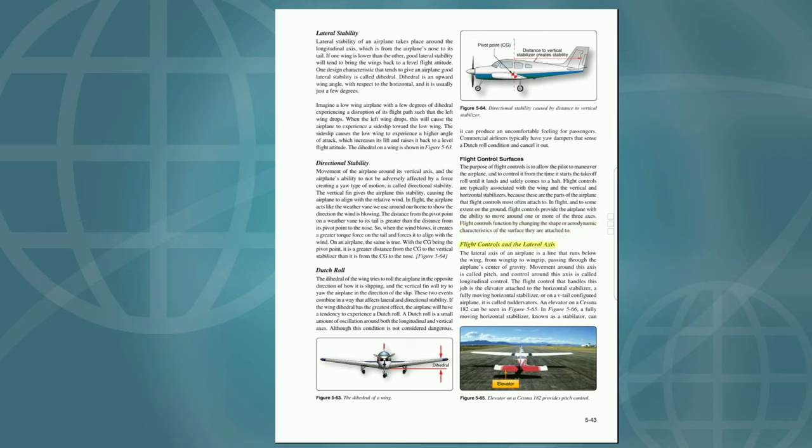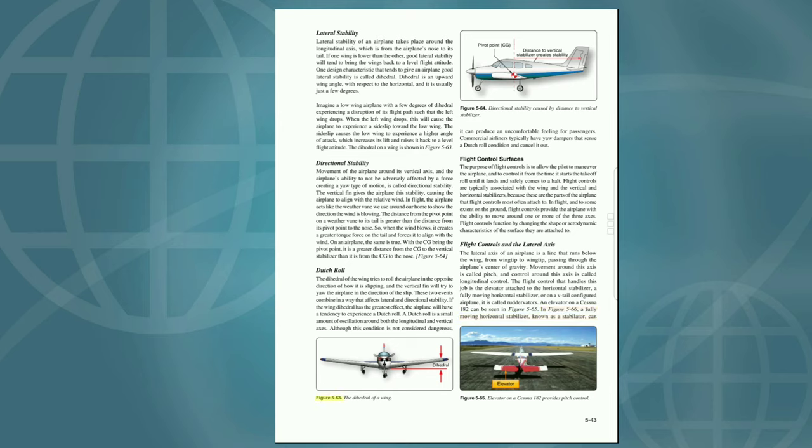Flight controls and the lateral axis. The lateral axis of an airplane is a line that runs below the wing, from wingtip to wingtip, passing through the airplane's center of gravity. Movement around this axis is called pitch, and control around this axis is called longitudinal control. The flight control that handles this job is the elevator attached to the horizontal stabilizer, a fully moving horizontal stabilizer, or on a V-tail configured airplane, it is called ruddervators. An elevator on a Cessna 182 can be seen in Figure 5-65. In Figure 5-66, a fully moving horizontal stabilizer, known as a stabilator, can be seen.